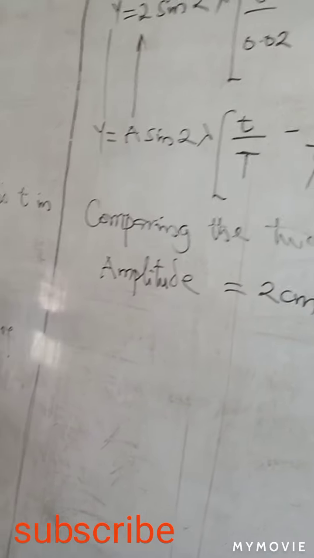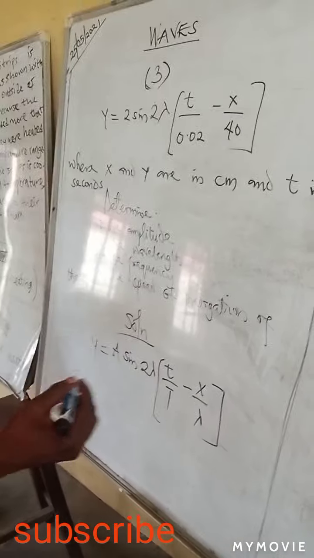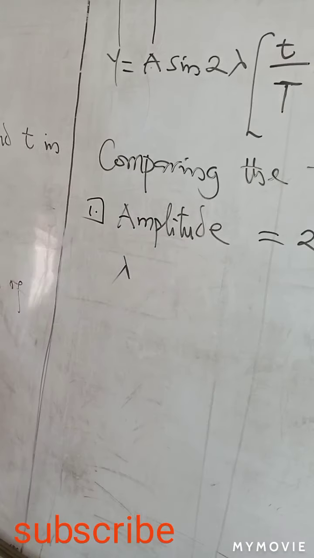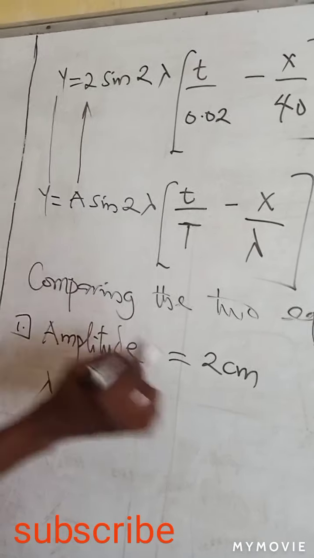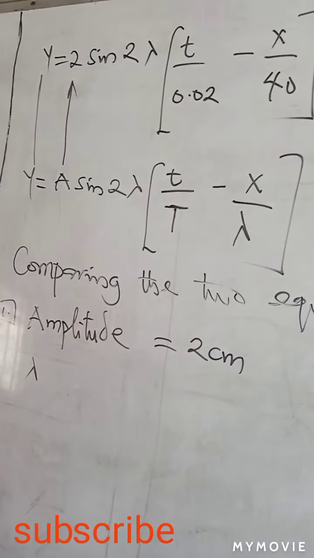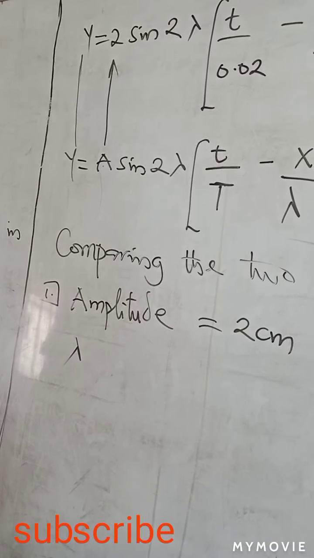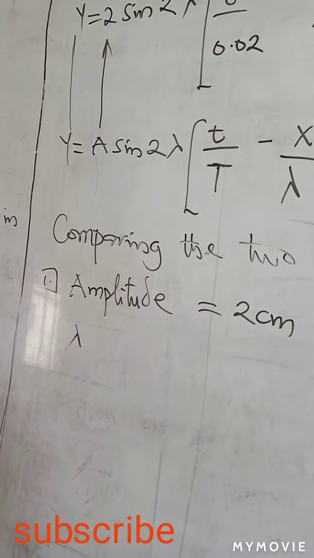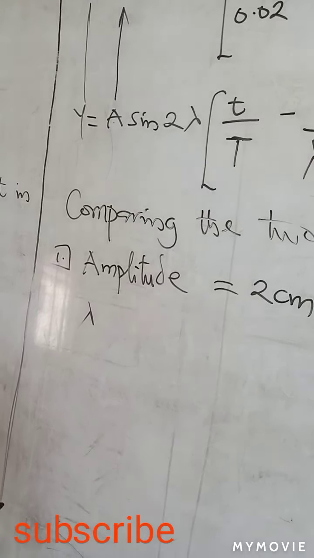After that, you have to find the wavelength. You solved equation 1 for the amplitude, compare the two, the amplitude is 2 centimeters. In terms of wavelength now, if you don't know your frequency, there's no way you can come across the value for your wavelength.